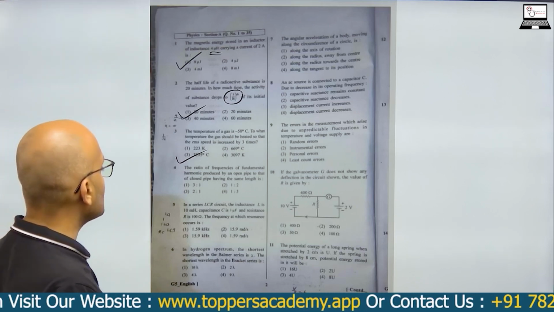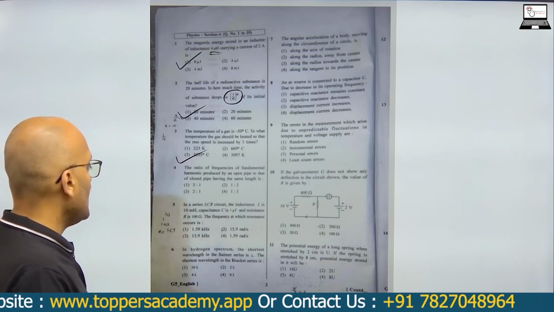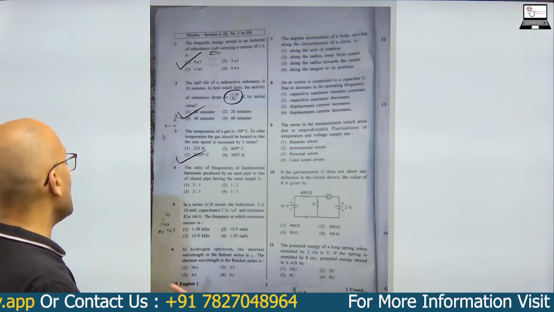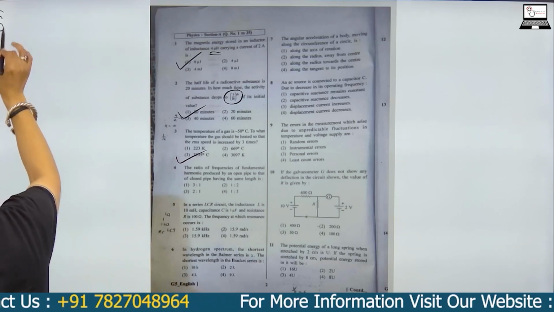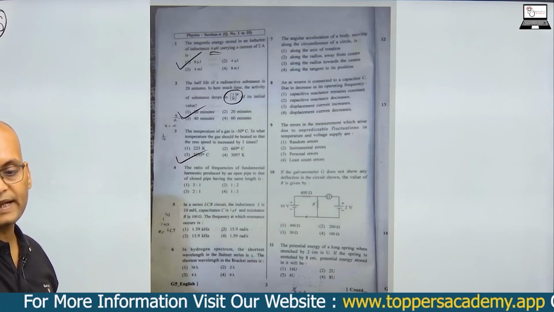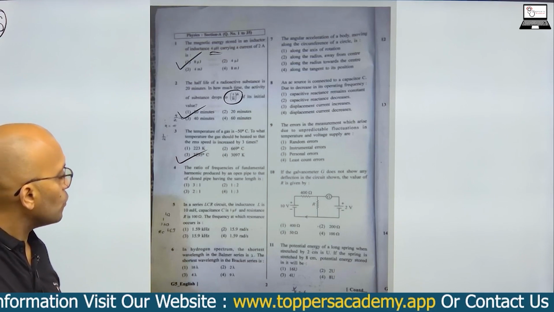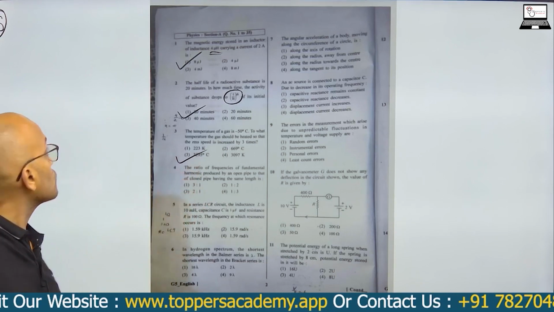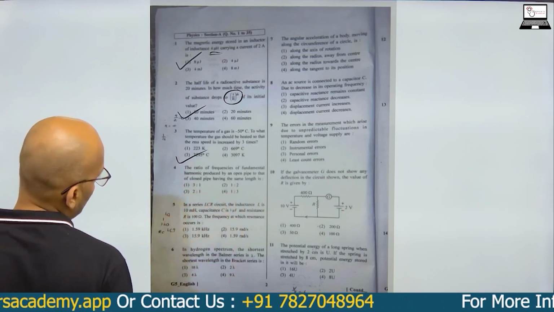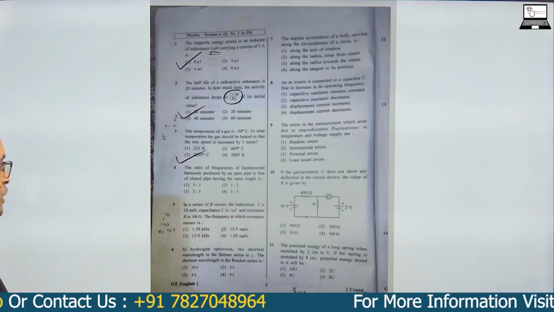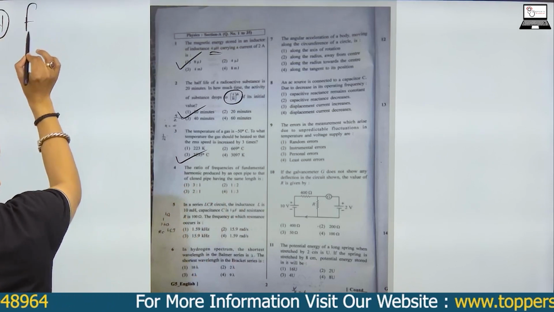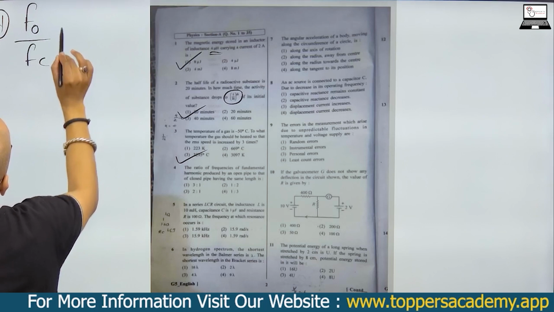Next question is, in a series LCR circuit, L is 10 microhenry, capacitance is this much, resistance is this much, frequency at which resonance occurs. We need to find resonant frequency here. We have missed one question, question number 4. So question number 4 is the ratio of frequencies of the fundamental harmonic produced by an open pipe to that of the closed organ pipe. So we have to calculate the ratio of the fundamental frequency of the open pipe to that of the closed pipe.